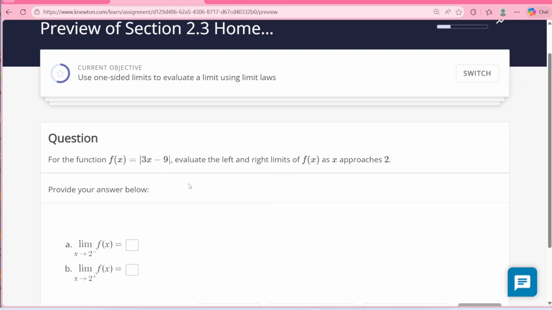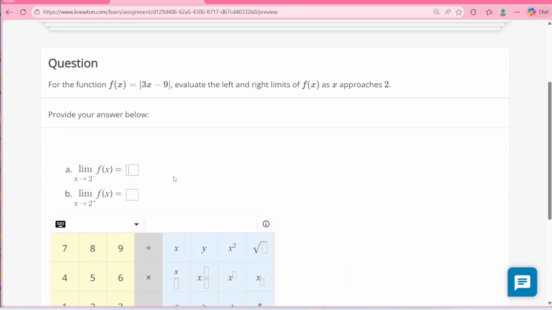Absolute value. Okay. So it's like a polynomial thing, right? As long as you're not dividing by 0, you can do a direct substitution. So as I approach 2 from the left or from the right, this will approach the absolute value of 3 times 2 minus 9. 6 minus 9 is -3, but the absolute value of that is +3. And it doesn't matter from the left, from the right. That's not changing. So both of those are 3.